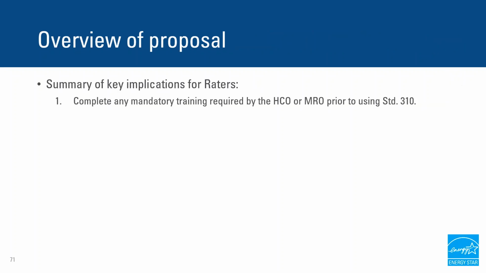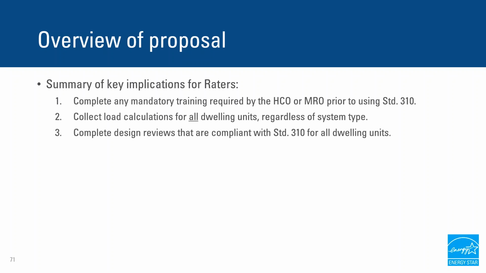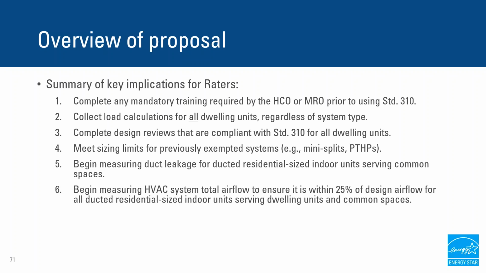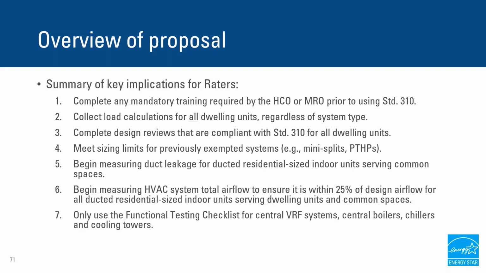So overall, here's a summary of the key points for you guys as raters. You need to complete any mandatory training prior to using 310. You need to collect load calculations for all dwelling units, regardless of system type, and complete those design reviews for 310 for all dwelling units. Meet sizing limits for previously exempted systems, and begin measuring duct leakage for ducted residential sized indoor units serving common spaces, and begin measuring airflow for the residential sized indoor units serving both dwelling units and common spaces. And then you will only use the functional testing checklist for central VRFs, boilers, chillers, and cooling towers.